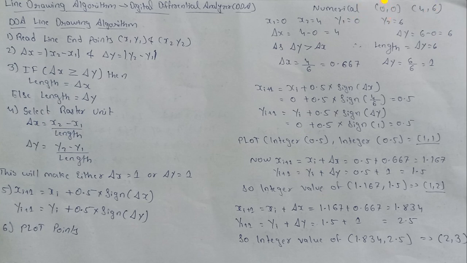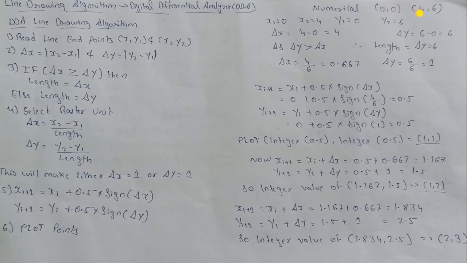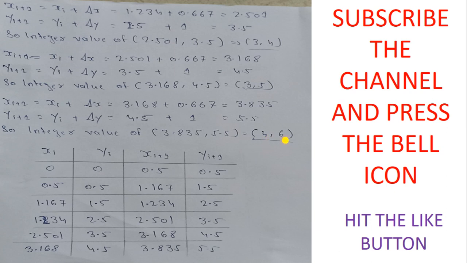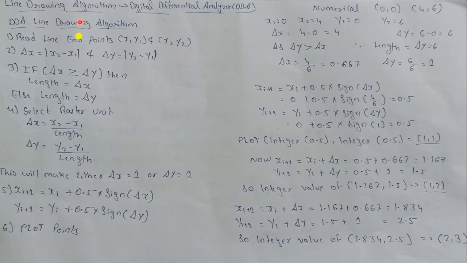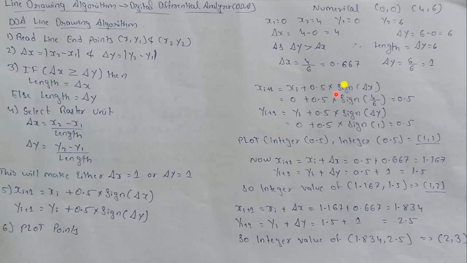Okay, you can see here we started from (0, 0), that is xi comma yi, we started from 0, 0. Now we have to get 4,6. Now we have got the integer as 4,6, so now we have to stop. Okay, I hope you have understood this. Through the algorithm we started from 0, 0, and we got the integer value as 4,6, up to here.